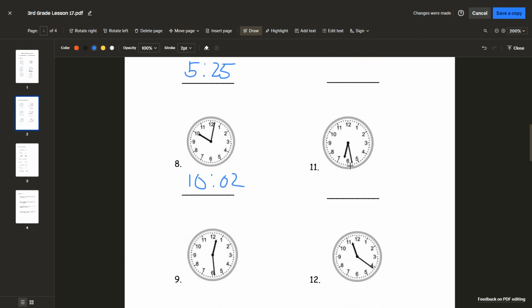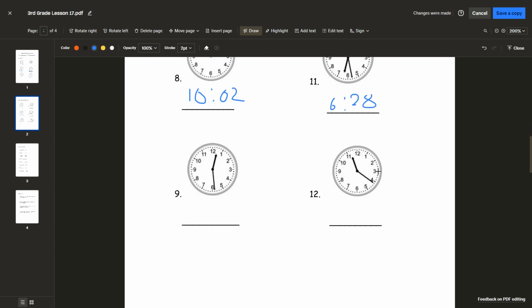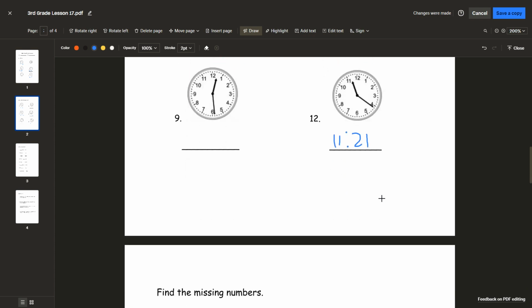Let's do number 11 here. So our hour hand is between 6 and 7, but not yet 7. So we write 6. We look at our minute hand, right? It's between 5 and 6. So we can go 5, 10, 15, 20, 25. Each number is 5 minutes, by the way. And then we count from 25, 26, 27, 28. So we have 6:28. Number 12, we have in between 11 and 12, so we go 11, and then we go 5, 10, 15, 20, and then 21.